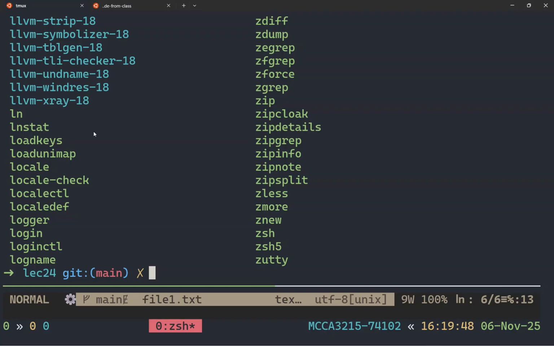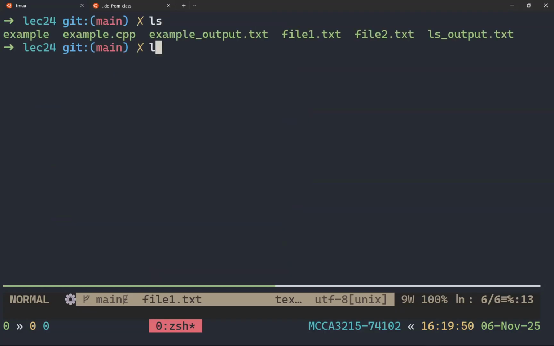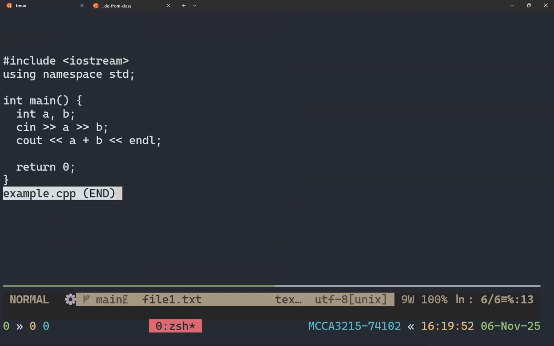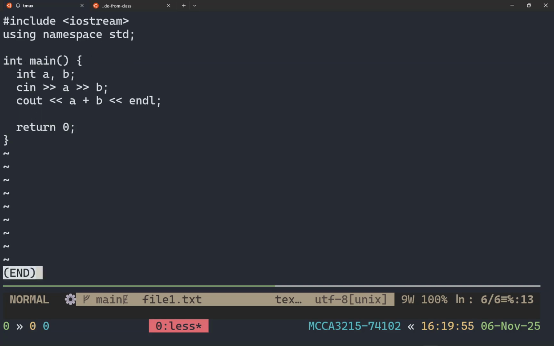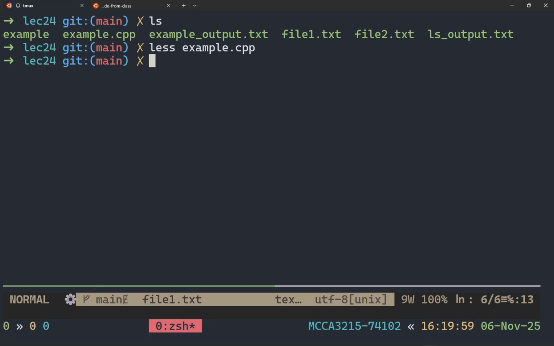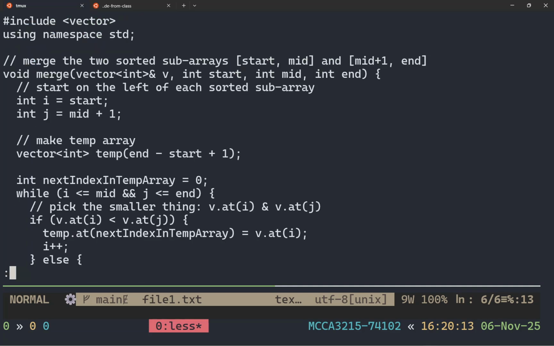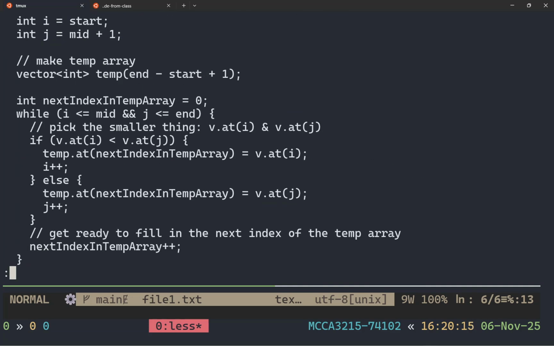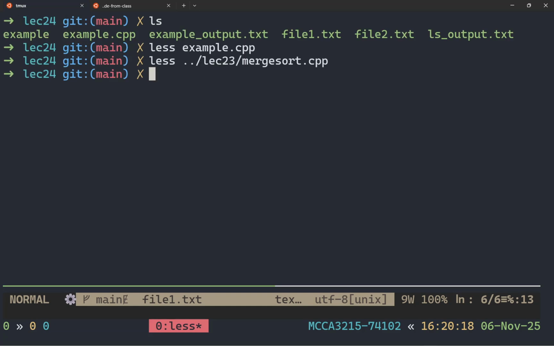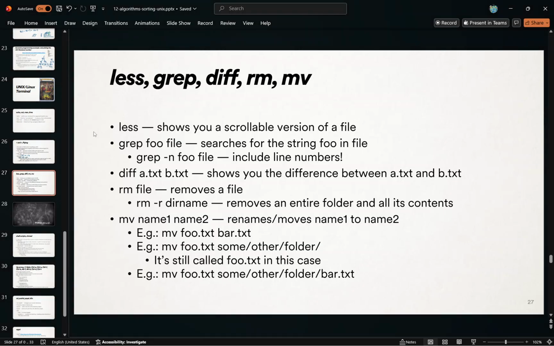So with less, you can give it the name of a file, like less example.cpp. It's not going to highlight or anything. You can move around with the arrow keys if there are a bunch of lines, and then it's Q to quit. So that's what less does. It shows you a scrollable version of the file. So let's go to a file that we can scroll through, like lecture 20 or lecture 23's sure, merge.cpp. Here I am scrolling through. I can use the Vim keys, I can use the arrow keys, and Q to quit. So if you just want to look at something very quickly, less will do that for you.